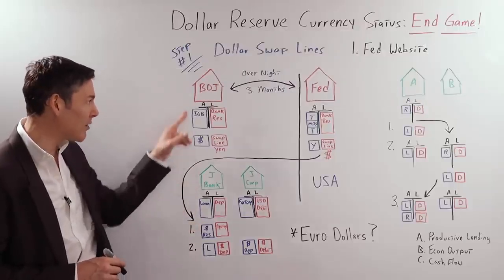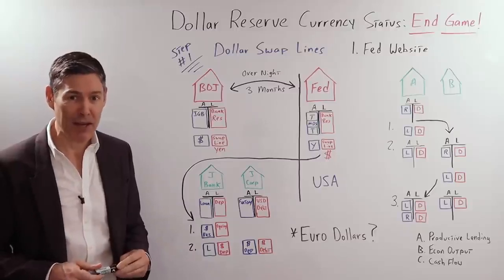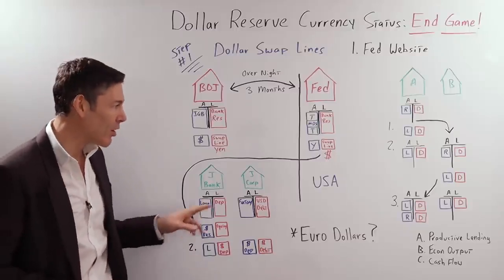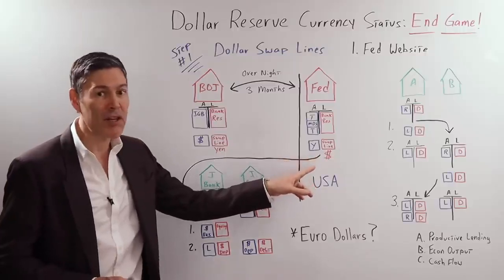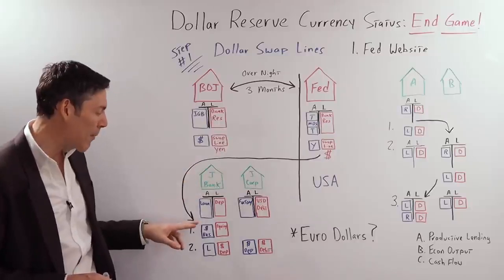So the Japanese bank says to the BOJ, listen, we need to access that swap line ASAP. So they say, okay, fine. So they go over to the Fed. Let's say $1 million, just to make it even math, goes from the swap line over to the Japanese bank.